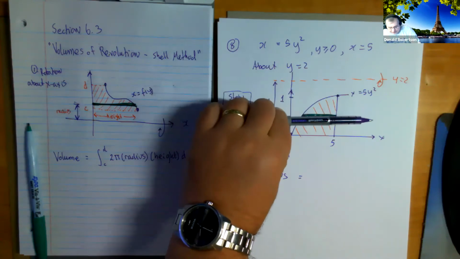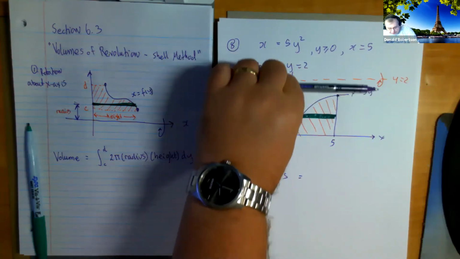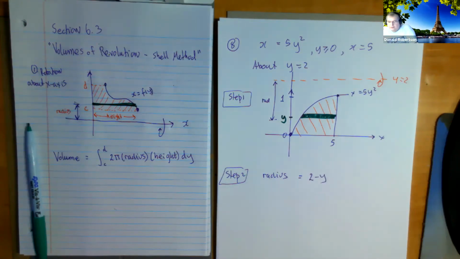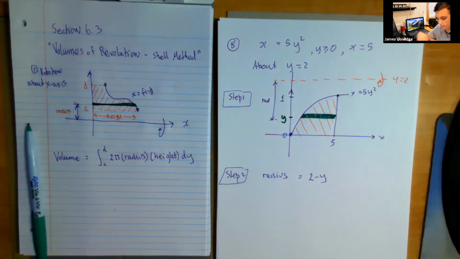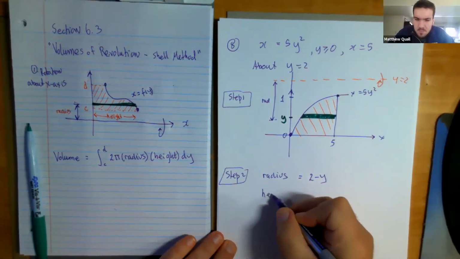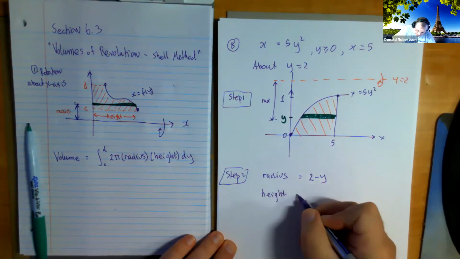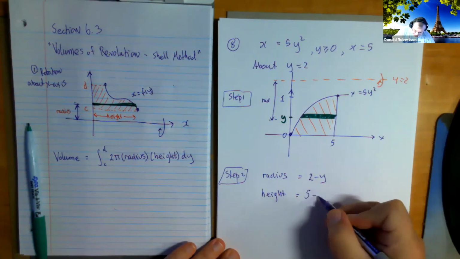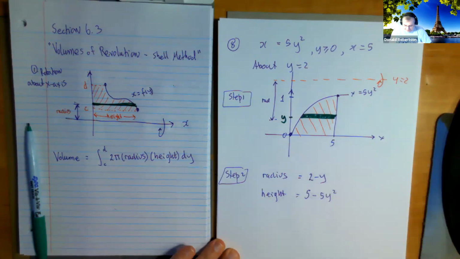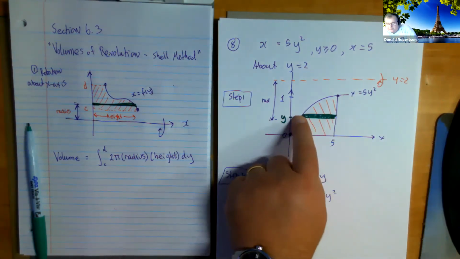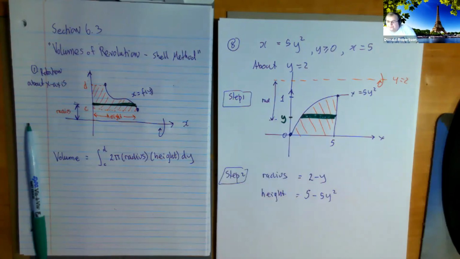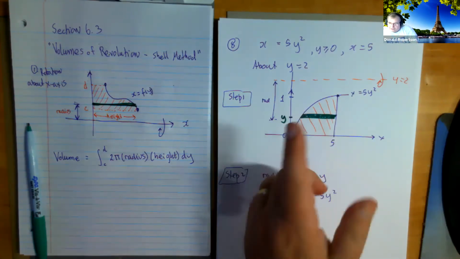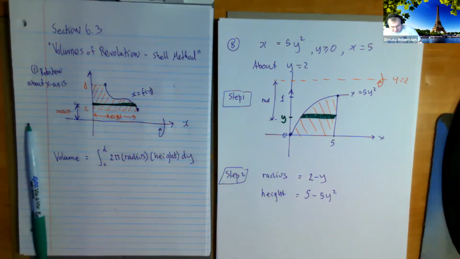Two to there. What's that distance in minus terms? 2 take away y. On the other hand, isn't the height just 5 take away this guy? 5 take away the curve. 5 is big, curve is slightly to the left, so that's why it's this way. We're done.